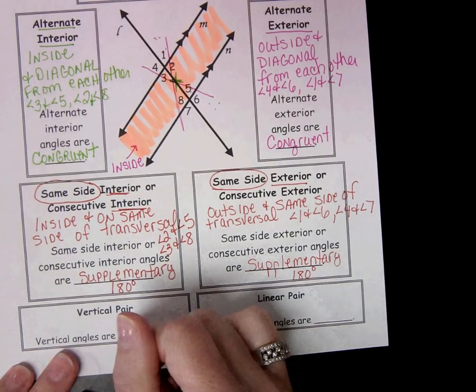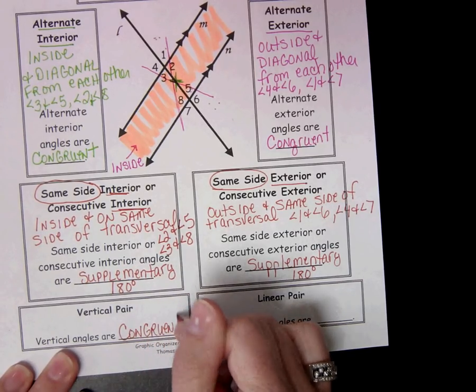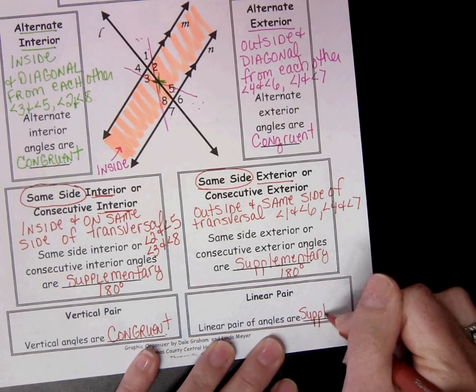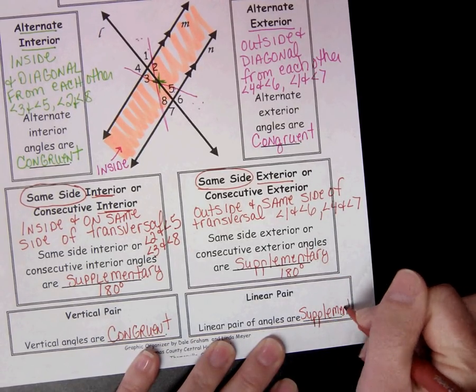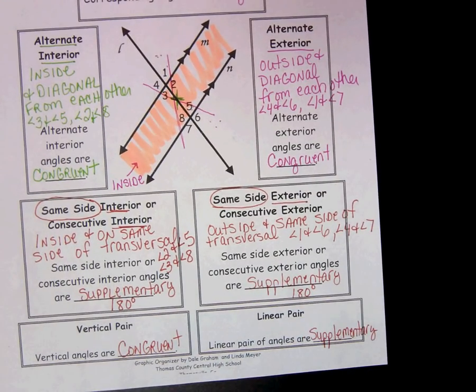Now you should have talked about vertical pairs and linear pairs in one of our other foldables. So the only thing I want to add here is that vertical pairs are congruent, but linear pairs are supplementary. Okay, so these will be some great notes as we start working with the different types of angles and writing equations.